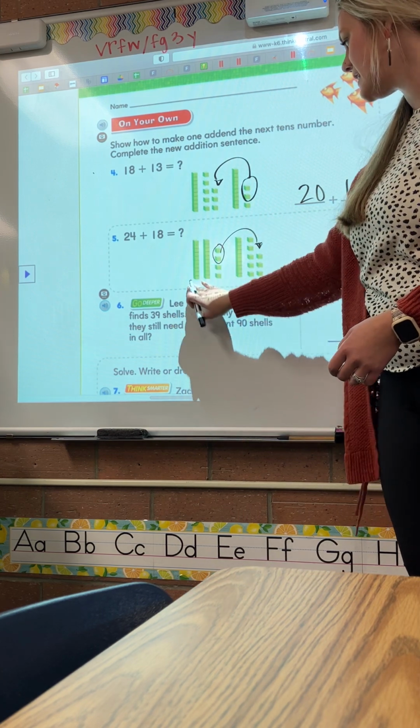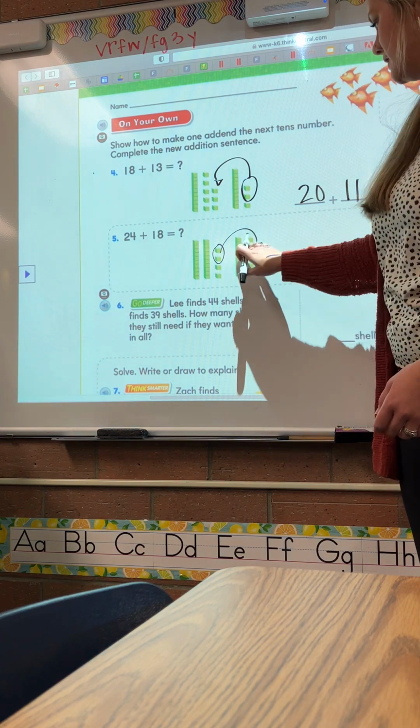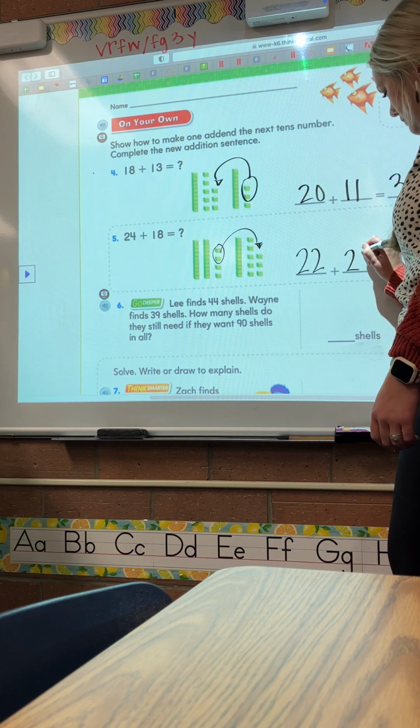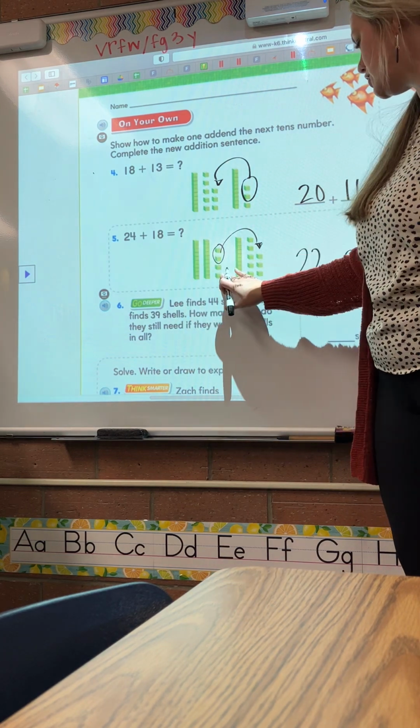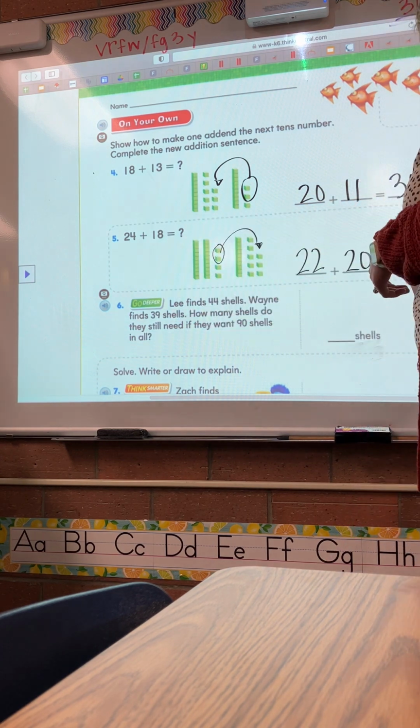And now I have 10, 20, 21, 22 left over from that 24. 10. And then I had 2 more, so 20. So now my new math sentence is 22 plus 20. So I could say 22, 32, 42.